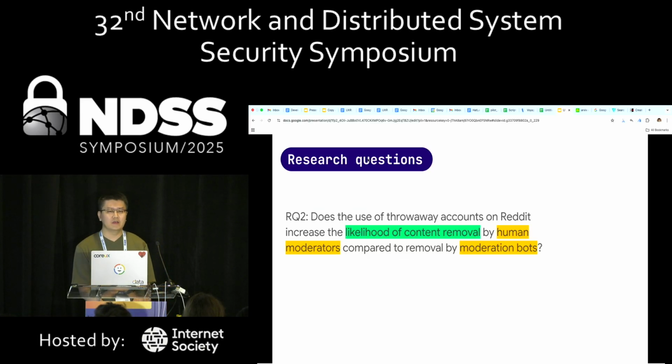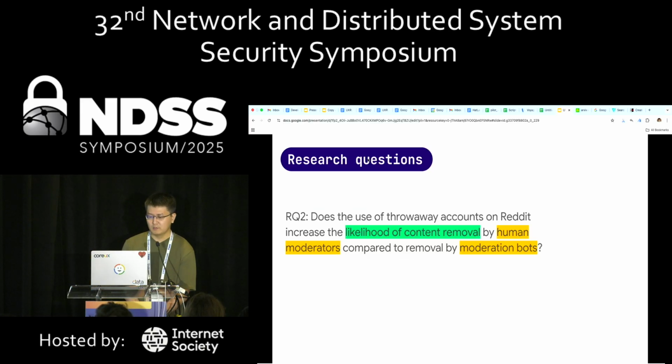Since all human efforts, such as human moderation, always have a cost, we wonder: does the use of throwaway accounts on Reddit increase the likelihood of content removal by human moderators compared to removal by moderation bots?